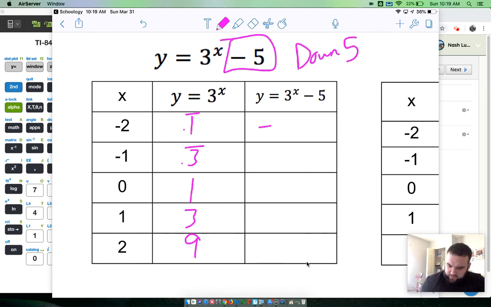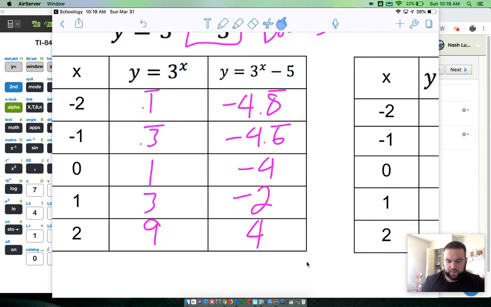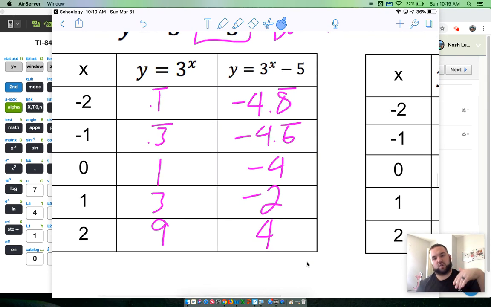So if I subtract 5 from each of these, those decimals end up being annoying. Negative 4.8 repeating, negative 4.6 repeating, negative 4, negative 2, and 4. Okay. Again, I just took all the y values and subtracted 5 from each of them.